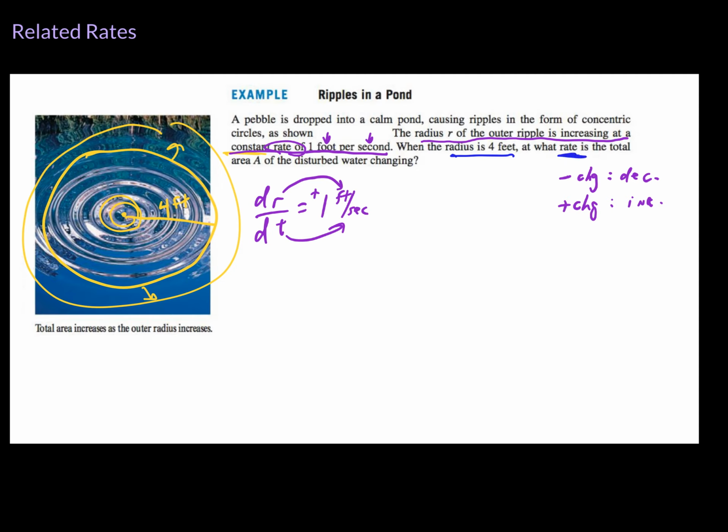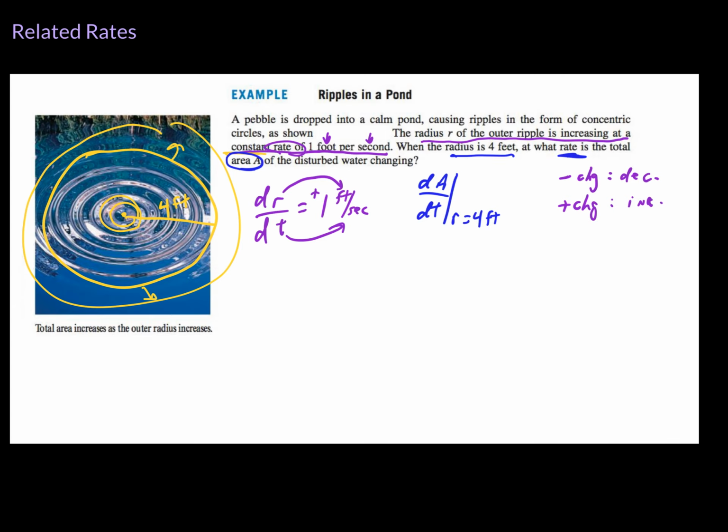We're trying to find a derivative of the area. We want to find the change in the area over time. All right, well then what they're asking us is this in blue. We want to find the change in area over the change in time. At the moment, the radius is 4 feet.